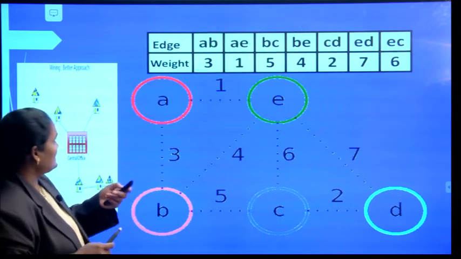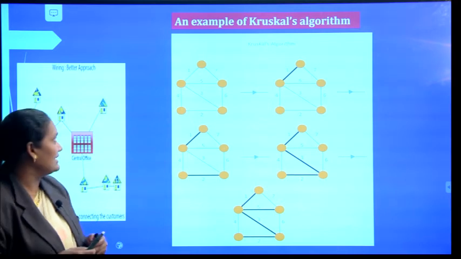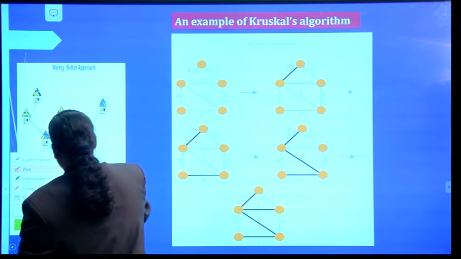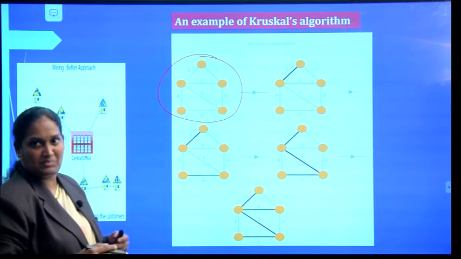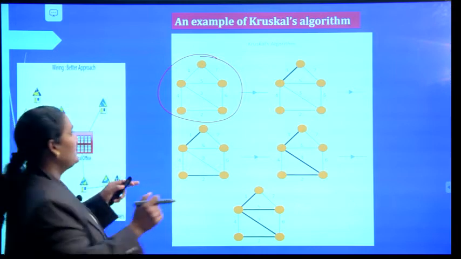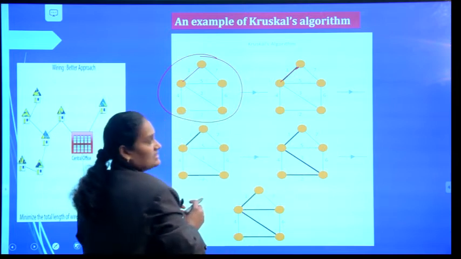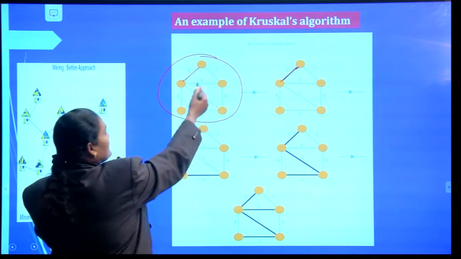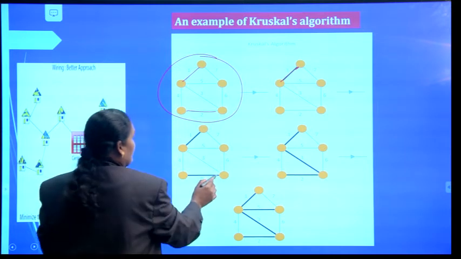So let us see one more example for Kruskal's algorithm. Here we are given a graph. This is the given graph which contains 5 vertices and some number of edges. First we need to select a minimum cost edge. Here this is the minimum cost edge. So first we selected this minimum cost edge. Later we need to select another minimum cost edge. Out of all these edges, this is having the next minimum cost. So we are selecting this edge.